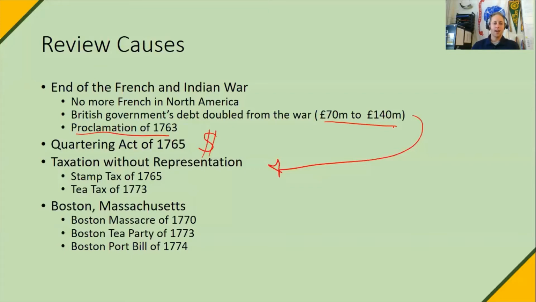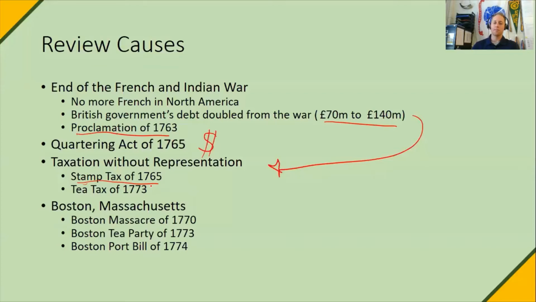Taking us to taxation. Two of the main taxes that we should be familiar with are the stamp tax of 1765 and the tea tax of 1773. The stamp tax of 1765 was the first major tax that the colonists were forced to endure. We say major tax compared to the British in Great Britain. The stamp tax was pretty minimal.